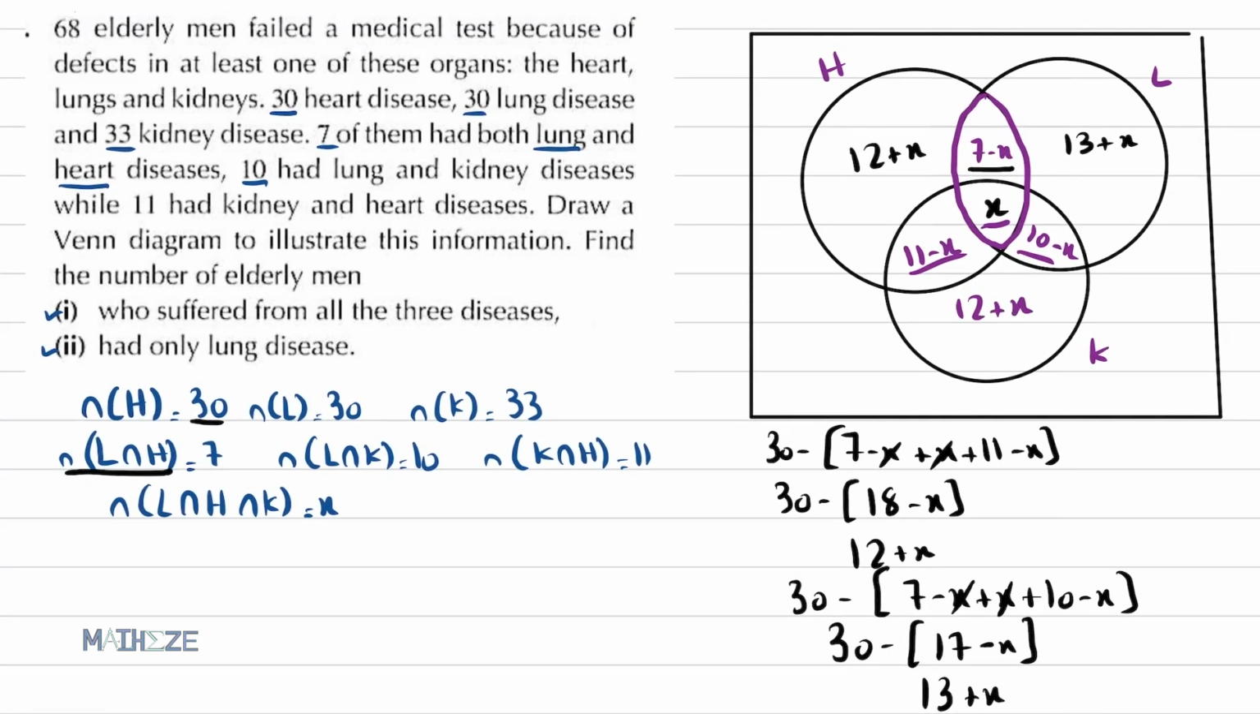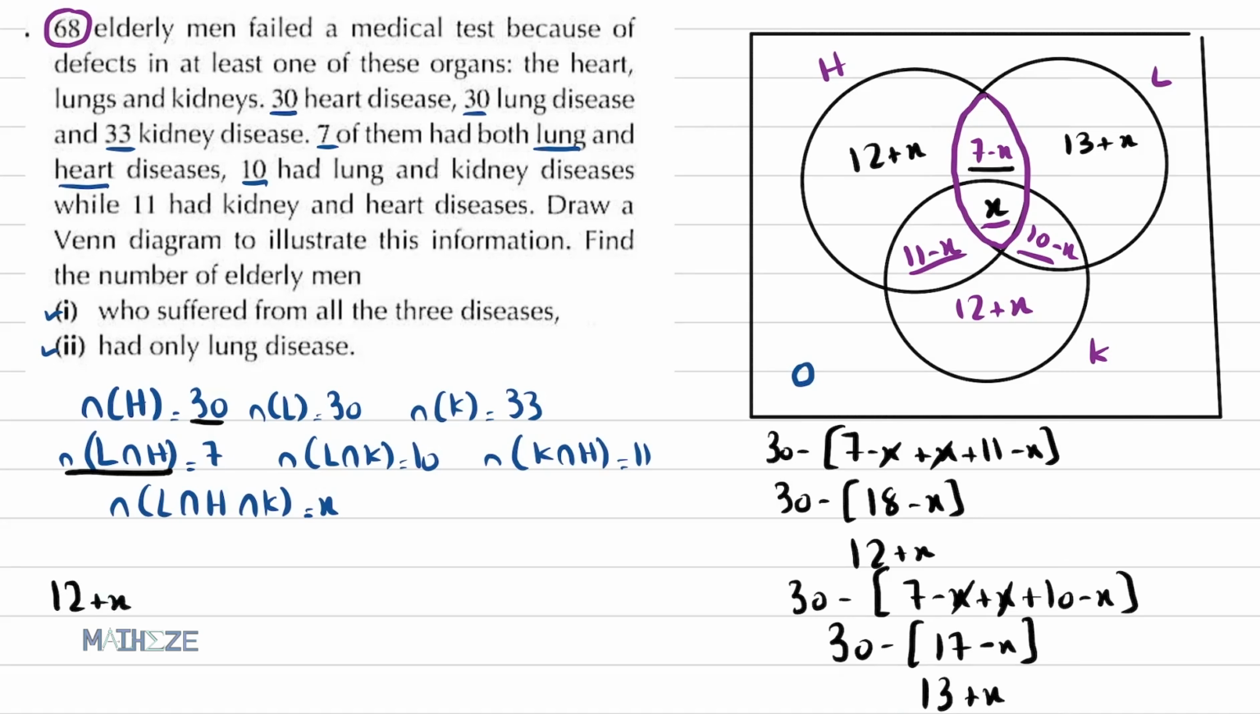In the question, there were a total of 68 people, and we are told everyone had at least one disease, which means there are no people who had no disease. So outside, write 0. Now let's add all of these and equate to 68. That will give us x.